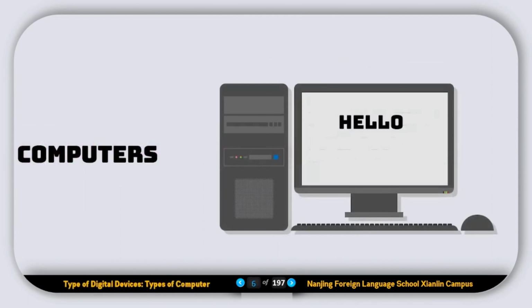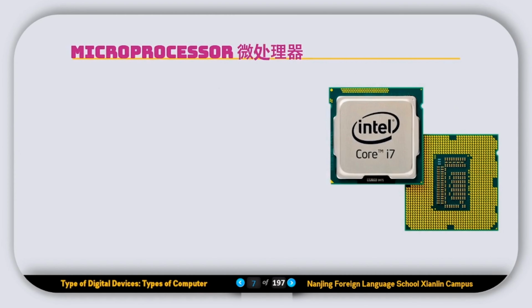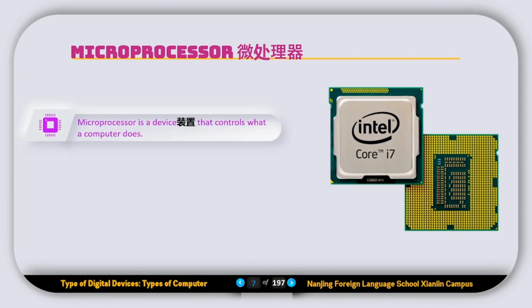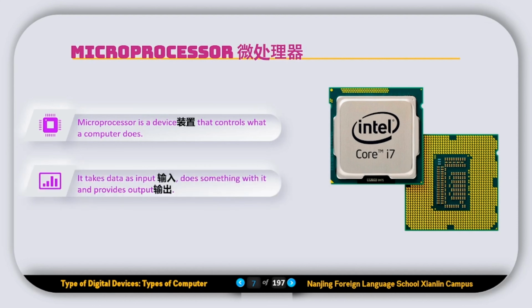The first digital device we're going to discuss is computers. Before we discuss computers, let's talk about what a microprocessor is. A microprocessor is the main component of every computer system. A microprocessor is a device that controls what a computer does. It takes data as input, does something with it, and provides the output. Basically, it takes the input, processes it, and then gives us the output using the output devices. We will discuss input and output devices later.